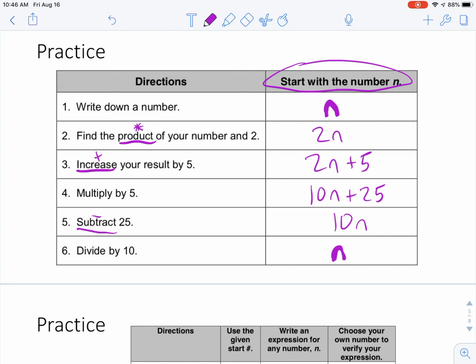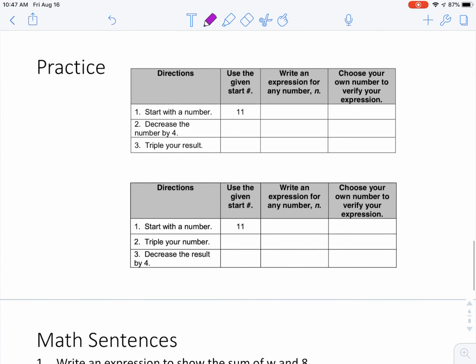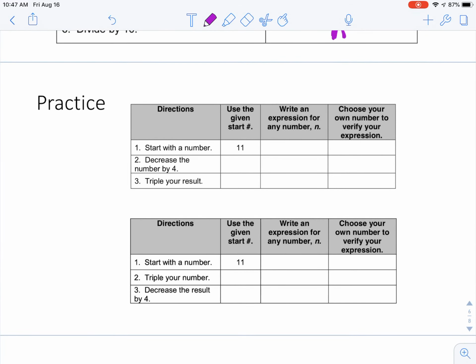For example, if I take 5 and multiply it by 2, I get 10. Increase it by 5, I get 15. Multiply that by 5, I get 75. Subtract 25 from it, I get 50. And divide it by 10, I'm back to 5. So no matter what you plug in, you're always going to get the same number at the end for this particular example. But that's just kind of fun math to think about. Really, what I need to see is that this table is done correctly. Again, I'm going to encourage you to practice these two problems without watching the video, and then come back and use the video to see if you got it right.